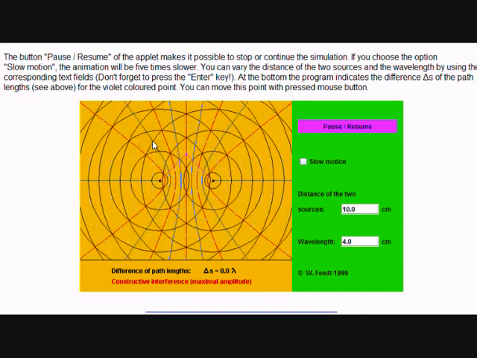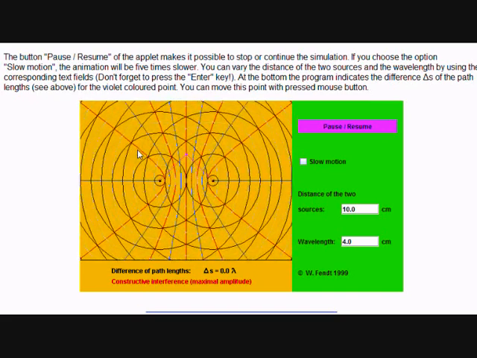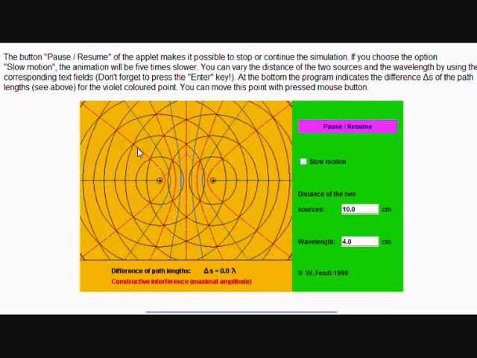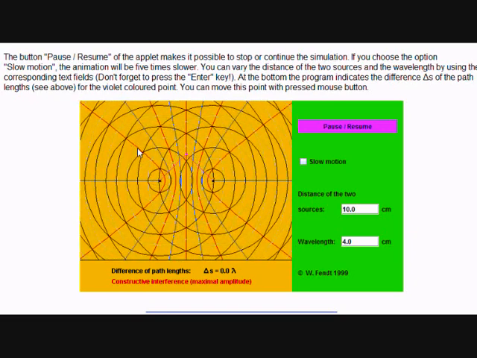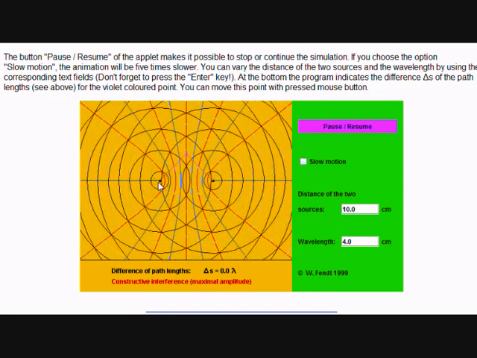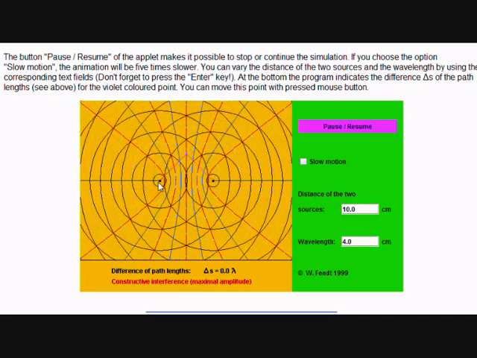That'd be a dark. If this was light you were talking about, the blue would be a dark fringe and the red would be a bright fringe. And you see that you've got several dark and bright fringes to the left and right of the straight blue lines. Okay, so this is the idea we're going to look at now with Young's slits.